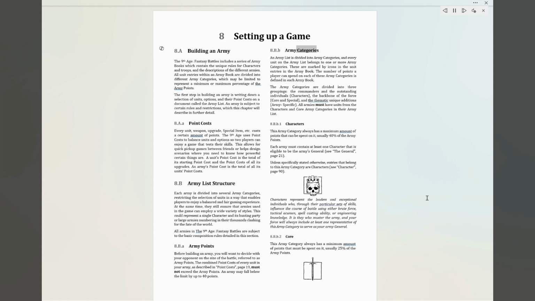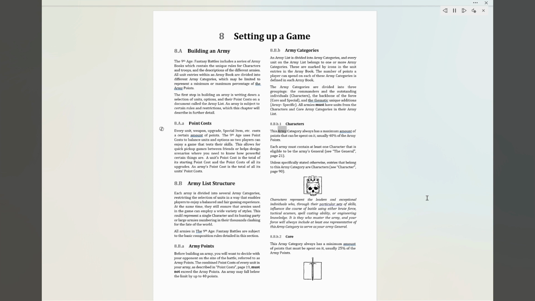Army categories. An army list is divided into army categories, and every unit on the army list belongs to one or more army categories. These are marked by icons in the unit entries in the army book. The number of points a player can spend on each of these army categories is defined in each army book. The army categories are divided into three groupings: the commanders and the outstanding individuals, characters; the backbone of the force, core and special; and the thematic unique additions, army specific. All armies must have units from the characters and core army categories in their army list.